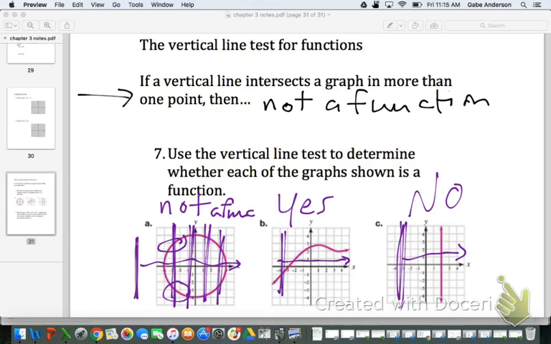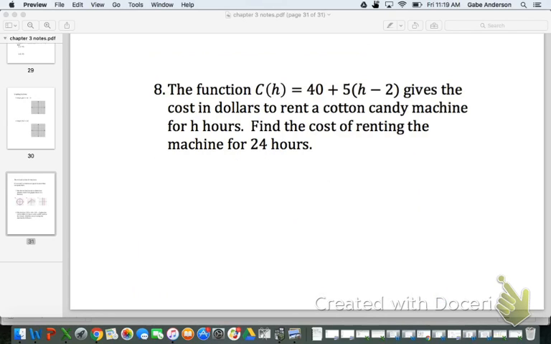All right, so our final function example for the day is number 8. I'll read it out loud, you read along with me. It says, the function C of h equals 40 plus 5 times the quantity h minus 2. This gives the cost in dollars to rent a cotton candy machine for h hours. Find the cost of renting the machine for 24 hours. So think about what you might need to do, just a little application. We've done questions like this before, but it has not been presented in function notation. So please take just a second here and get this finished up.